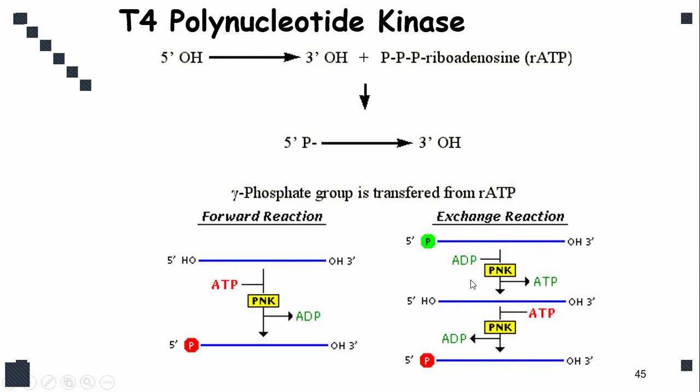Now, what makes the difference? In the presence of ADP, this particular phosphate is removed and an ATP is formed. Then, in the presence of this ATP again, the polynucleotide kinase can phosphorylate this molecule by returning the phosphate, as you can see here. That is what is called an exchange reaction. So polynucleotide kinase will enable us to add phosphate to the molecule.